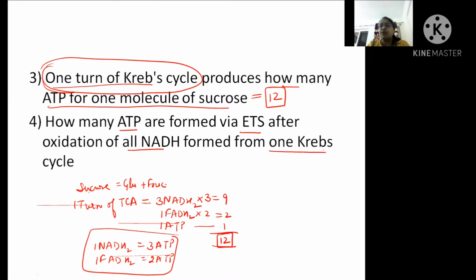Now, how many ATP are formed by ETS after oxidation of all NADH formed from one Krebs cycle? You have to focus only on NADH. How many NADH are made in one Krebs cycle? Remember, beta, only 3 NADH are made in one Krebs cycle, and one NADH gives rise to 3 ATP. They are asking only through ETS, and only oxidation of NADH, not FADH. So you will get only 9 ATP. Is it clear? The calculation is clear, beta?